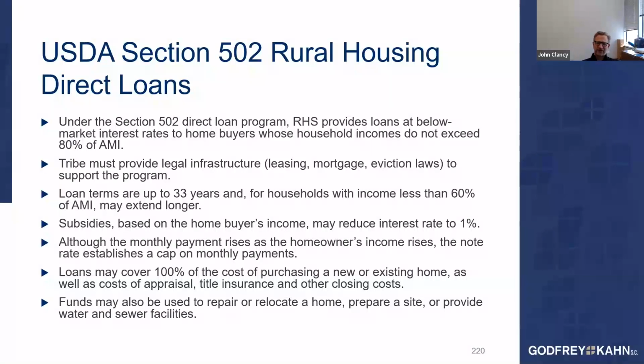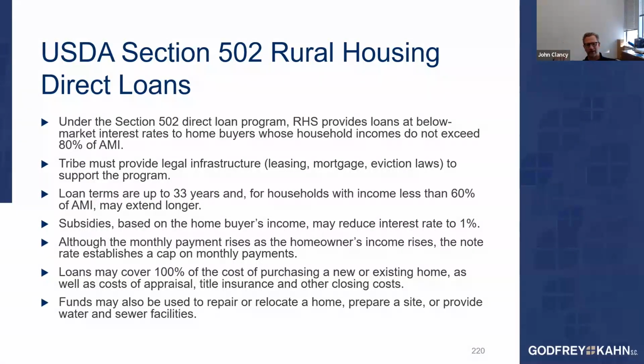One key factor is that the loan terms are longer than typical. They can go to 33 years, which is somewhat longer than a 30-year mortgage. And with homes owned by folks who are less than 60% of AMI, the loan terms can be extended further. When that happens, you don't have to pay as much principal every year, which helps lower the monthly payment. The second thing is that there are subsidies based on the homeowner's income.